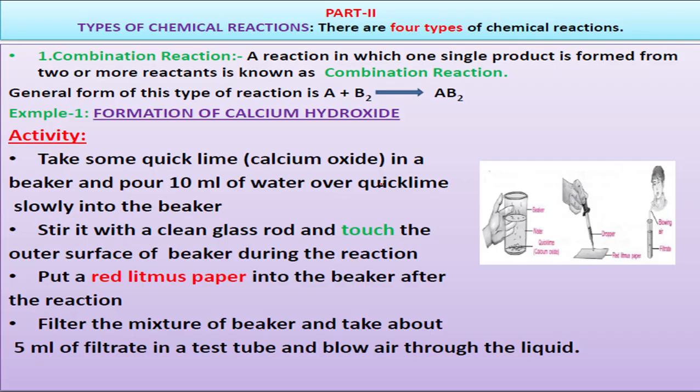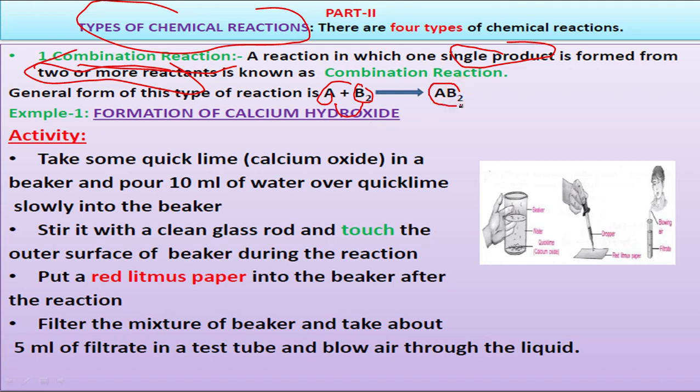So let's move further. Today we are taking the types of chemical reactions. The first one is the combination reaction. A combination reaction is a reaction in which two or more reactants combine together to form a single product. It can be represented like this: A is one reactant, B2 is another reactant. When both reactants combine together, they form a product.